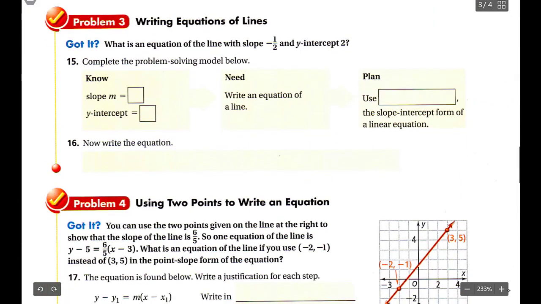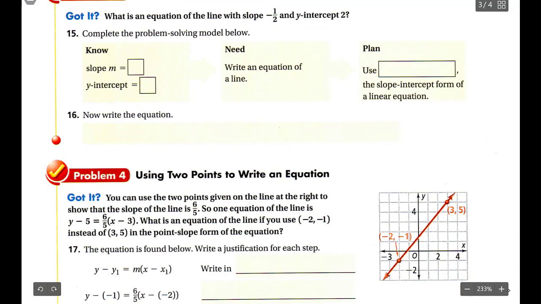Writing the equation of a line, problem number 3. What's the equation of a line with the slope -1/2 and a y-intercept of 2? Pretty soon you'll get to the point where you don't need to follow all these steps. You can immediately write that equation without any difficulty because you'll see how all these things relate to one another. But for right now, if it helps, just use the steps and methodically go through with this approach.